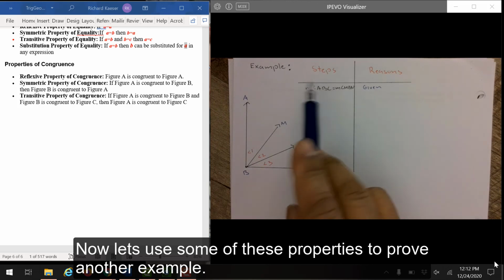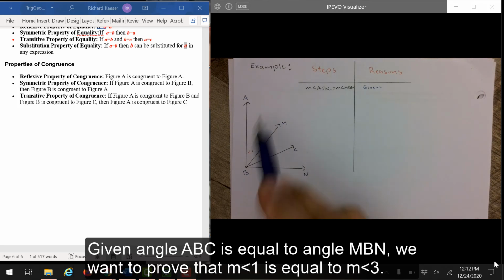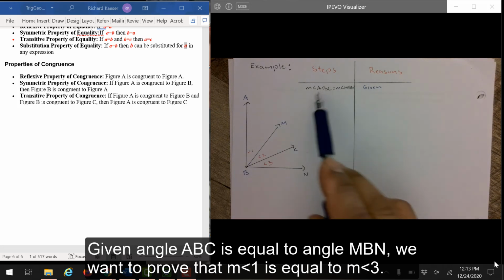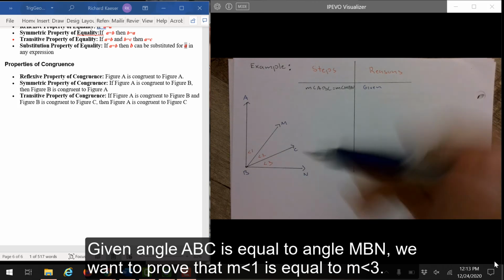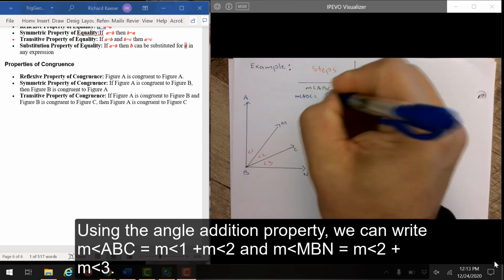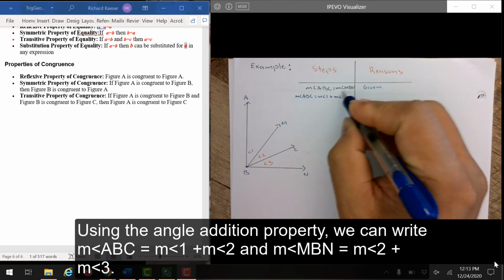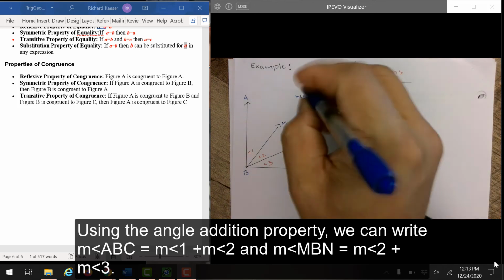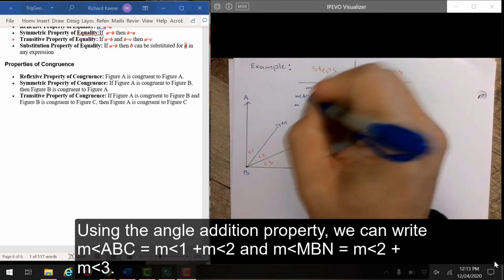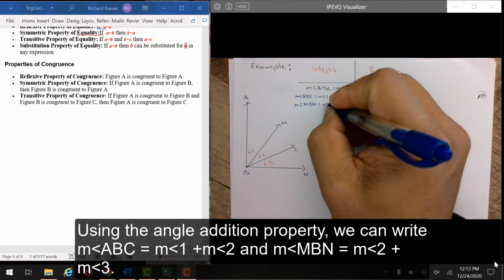Now let's use some of these properties to prove another example. Given angle ABC is equal to angle MBN, we want to prove that the measure of angle 1 is equal to the measure of angle 3. Using the angle addition property, we can write the measure of angle ABC is equal to the measure of angle 1 plus the measure of angle 2, and angle MBN equals the measure of angle 2 plus the measure of angle 3.